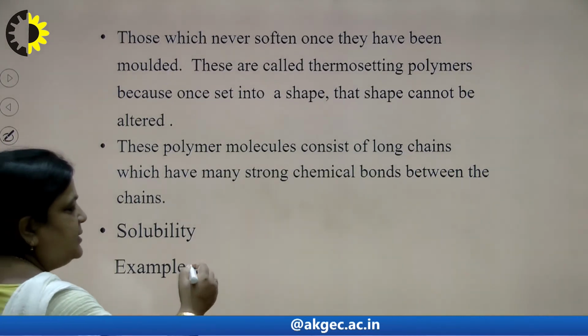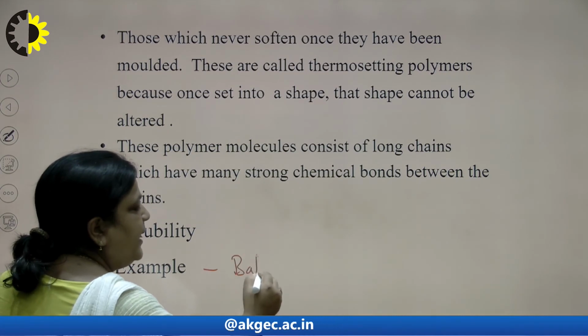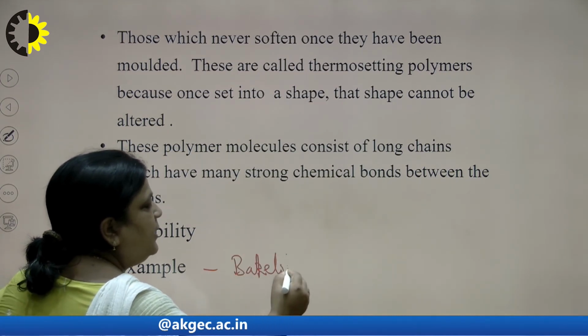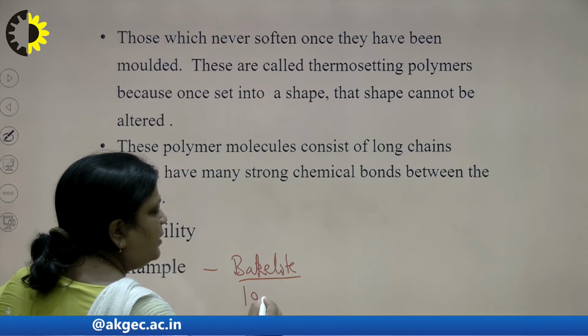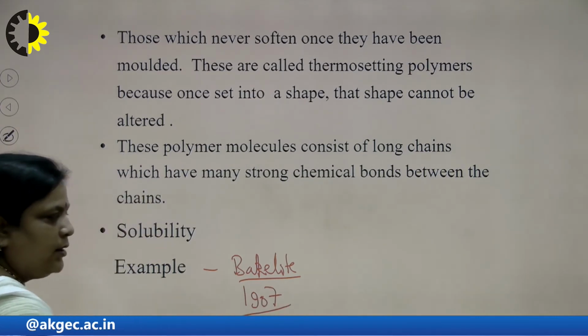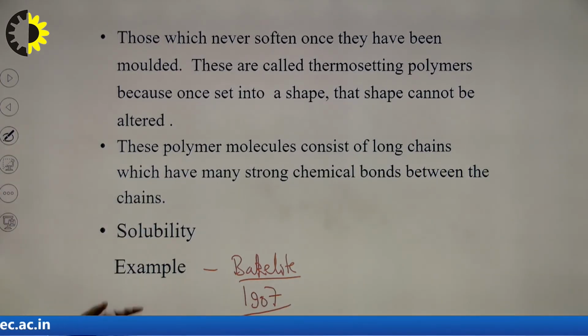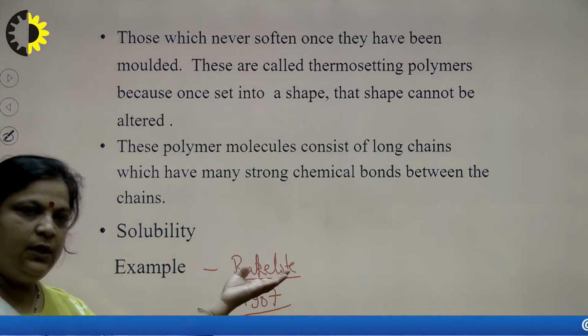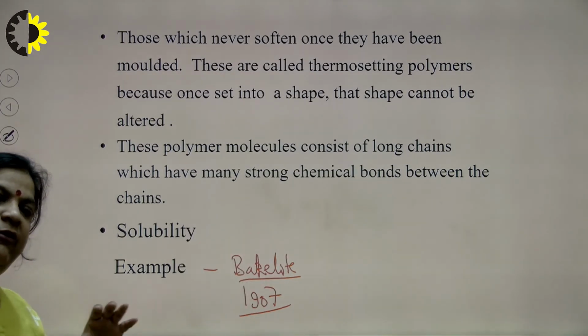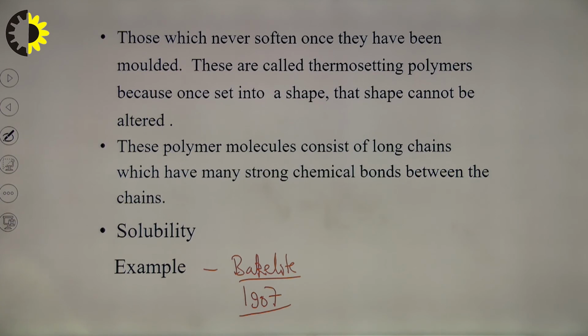And an example is very common, for example, bakelite, and we know that in 1907 the first synthetic polymer was prepared by Baekeland, it was the Bakelite, by phenol and formaldehyde.